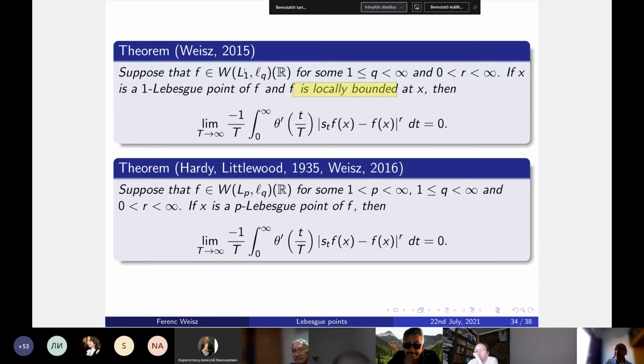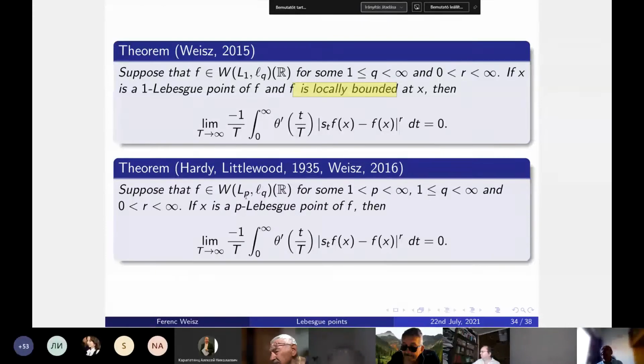But if we take here, instead of the L1 norm, the LP norm, you can see it in the next theorem. So f is in WLPLQ, p is greater than 1, q is the same, and r is the same as before. And if x is a p Lebesgue point, then f is strongly summable at the point x. This was proved by Hardy and Littlewood for Fourier series and for Fejér means. As I said before, the theorem is not true for p equal to 1.